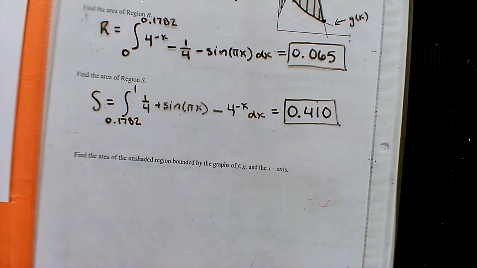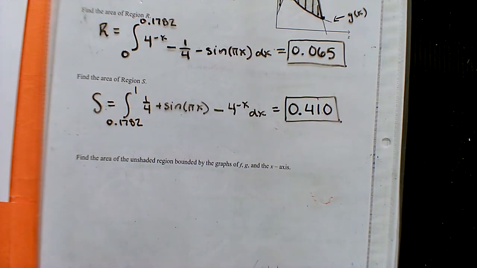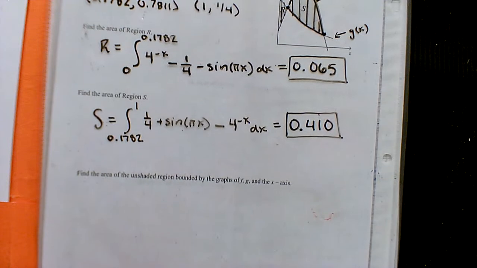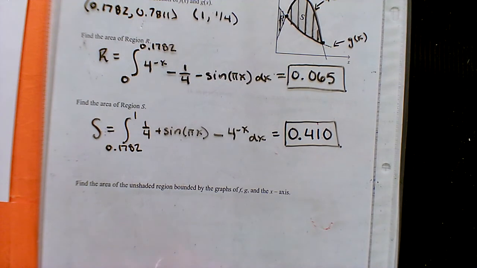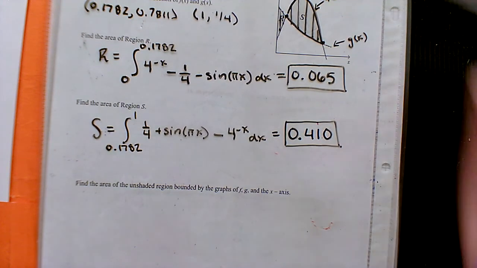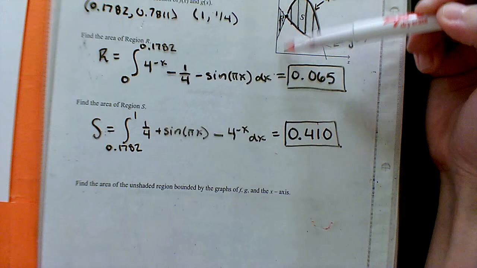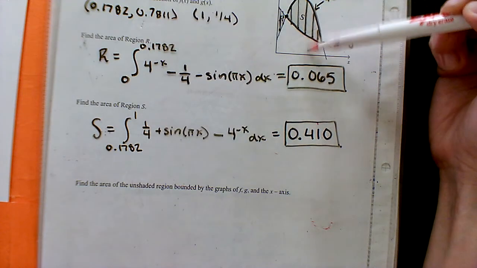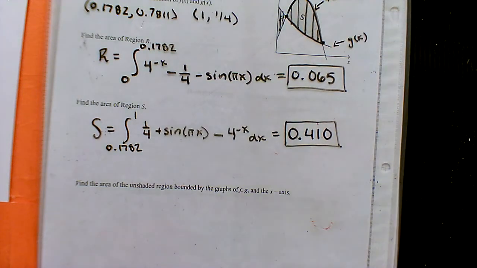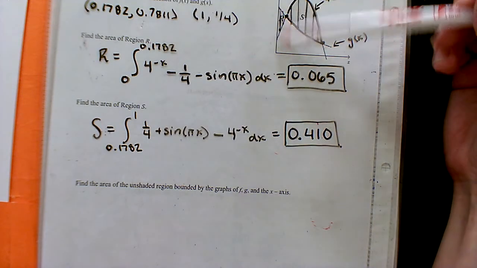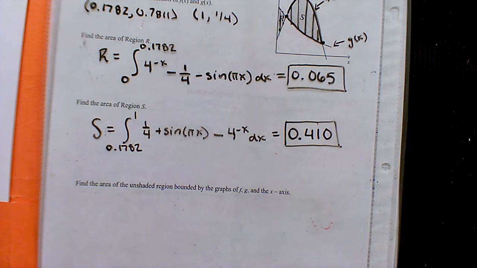Let's try this last one. Find the area of the unshaded region bounded by the graphs and the x-axis. So the unshaded region and the x-axis, that's all of this white stuff down here. This one might be a little bit tricky. They don't label it R or S, so we have to figure out what they are talking about. But let's try to approach this one.